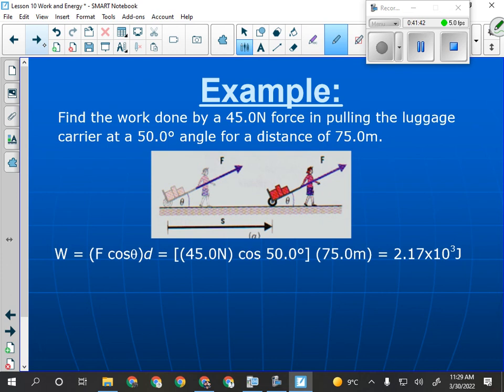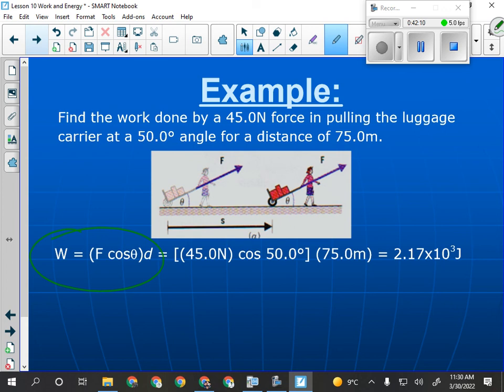Okay, so if I've got an angled force and I want to calculate how much work is done, in this case it would be against the force of friction, by pulling at 75 meters, I would still use this. Work is force times distance, but I'd use cos of theta to get the part of that force that is actually acting in the direction that the box is going. Okay, everybody all right with that?